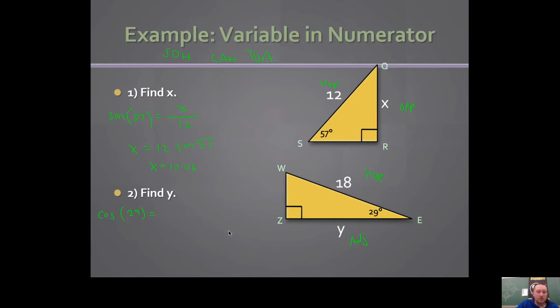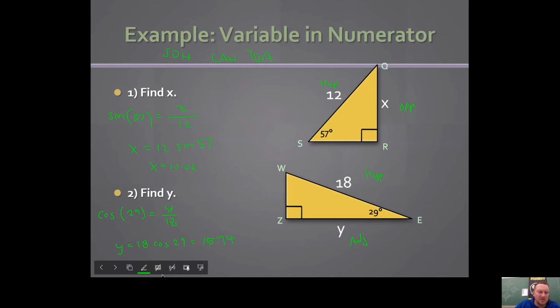Cosine of 29 equals your adjacent over your hypotenuse. Notice again how your variable is up top. So to find it, you multiply. 18 cosine 29 gives you 15.74. Now, if you're cool with solving these this way, that's great, because this is pretty simple. It follows what we did with tangent very well.